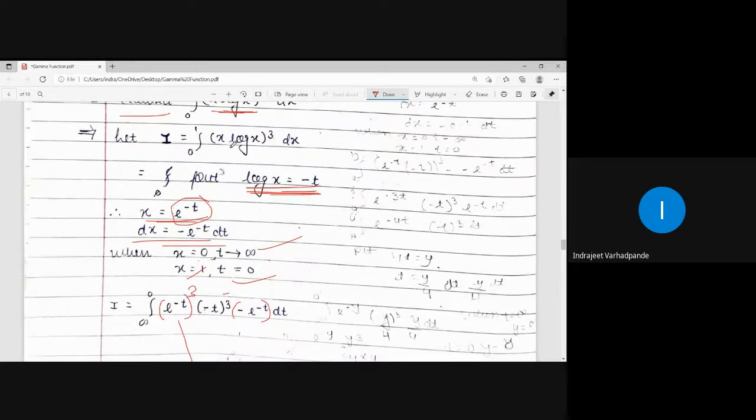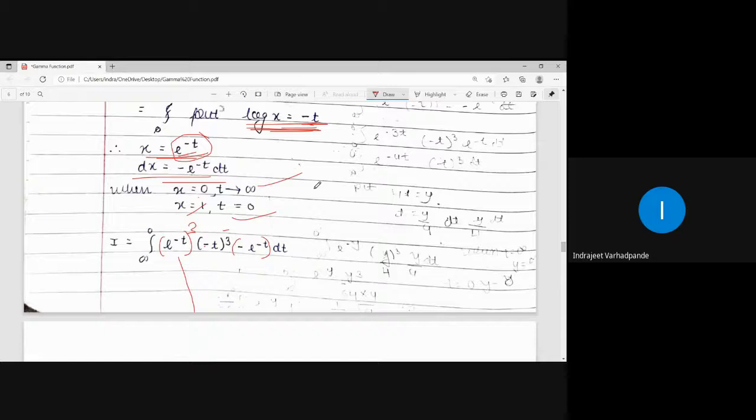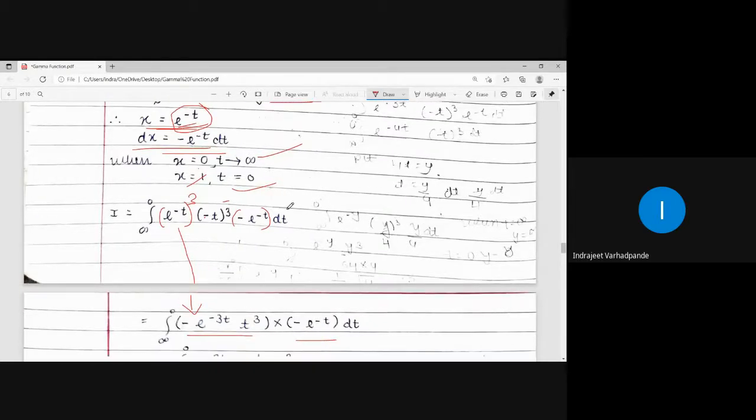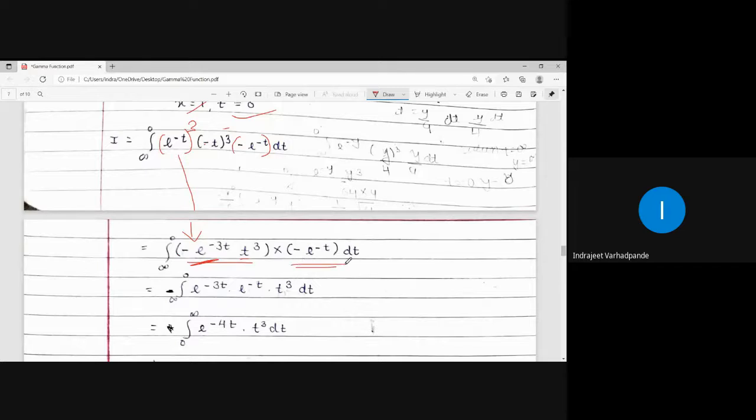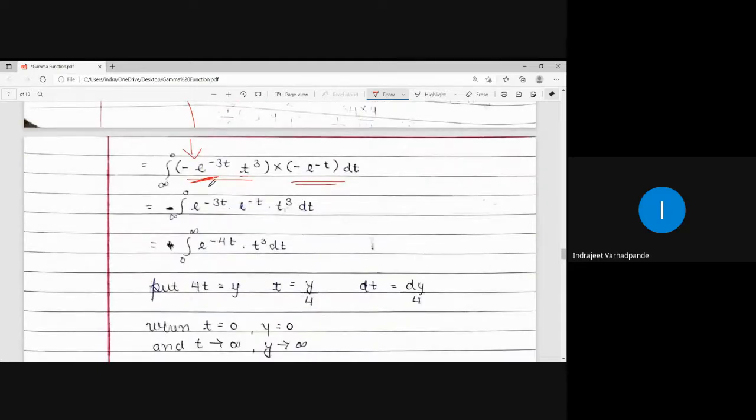So as a whole you can separate this, or you can put the combined bracket for the cubic term. So in place of x I will be putting e to the power minus t, in place of log x I will be putting minus t, and then taking whole cube. e to the power minus t whole cube is e to the power minus 3t, minus t whole cube is minus t cube, into dx is minus e to the power minus t dt. Now one minus is adjusted for swapping the limits, right? And the other minus will remain as it is, or minus minus will become plus. Intentionally you try to bring the minus side. Now what it becomes: e to the power minus 4t into t cube.